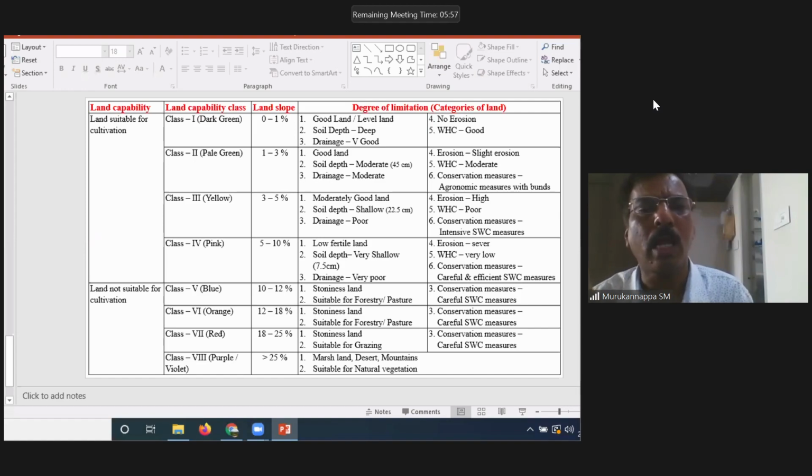Okay, the first class color is dark green, the second class pale green, the third class yellow, the fourth class pink, the fifth class blue, the sixth class orange, the seventh class red, and class 8 is purple.